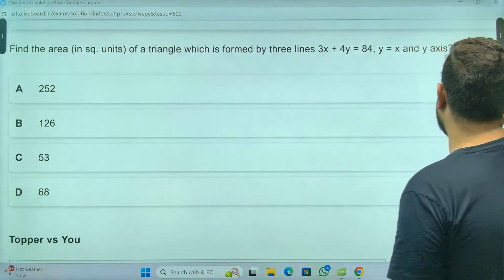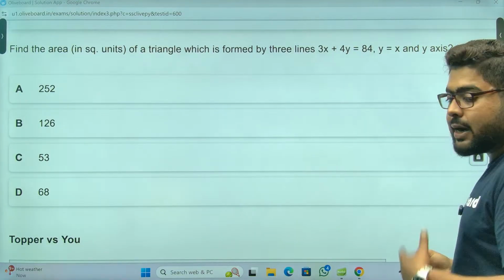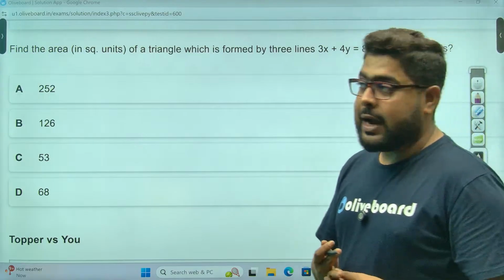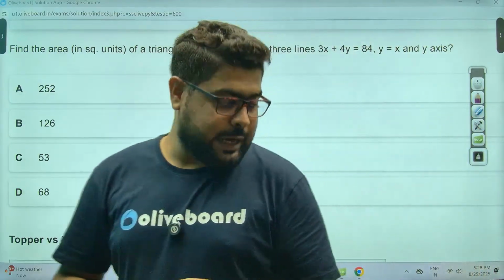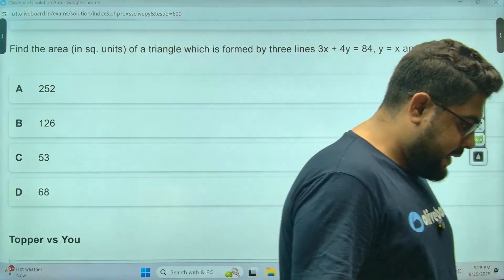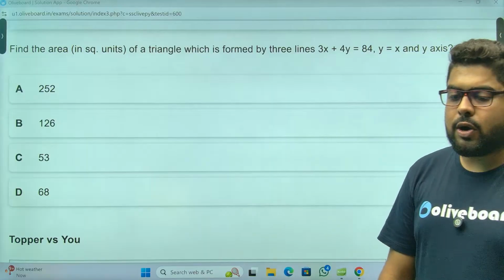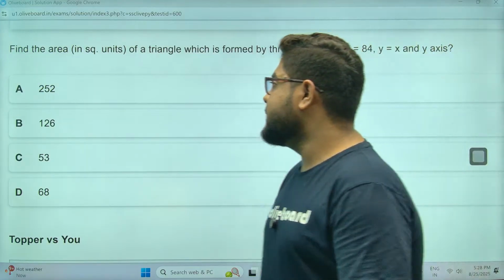Coordinate geometry, again something that has become suddenly very important, and the level of questions has also gone up significantly.